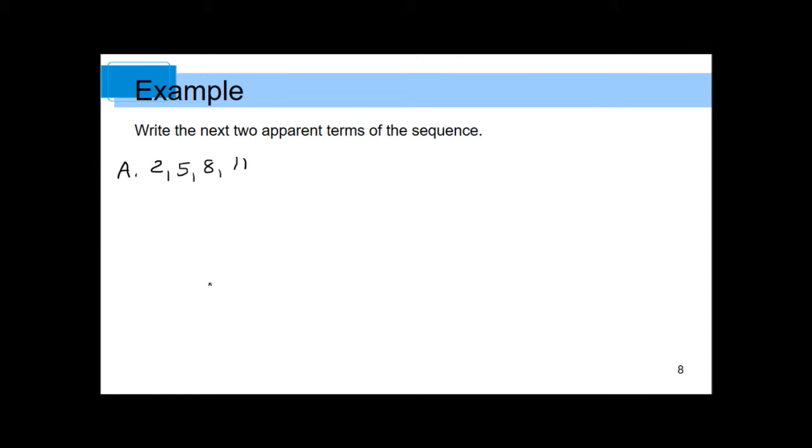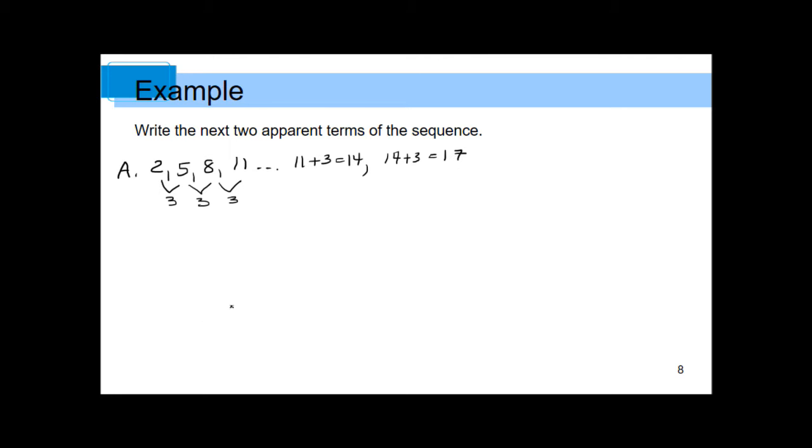Okay, so when you're trying to identify a pattern in the sequence so that you can predict what the next two terms are, one of the most basic things to do is to look at the difference between the terms. So 5 minus 2, for example, is 3, 8 minus 5 is 3, and 11 minus 8 is 3. So right away we see that it appears that the sequence is just adding 3 each time. So in that case, the next term would be 11 plus 3, which is 14. And the next term after that would be 14 plus 3, which is 17.